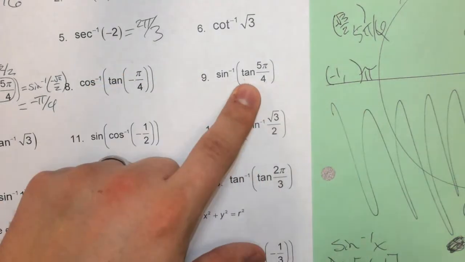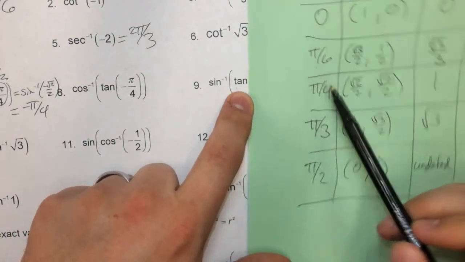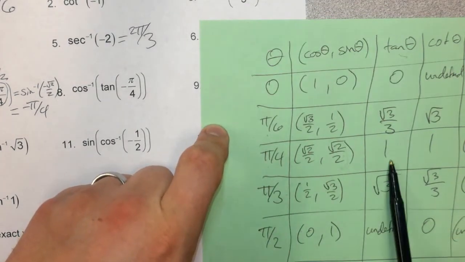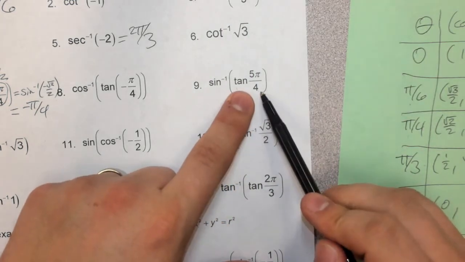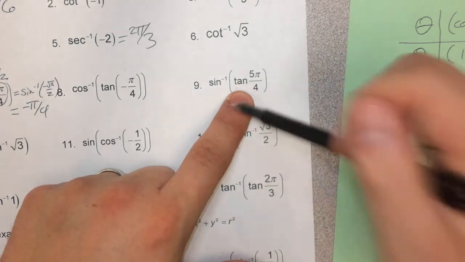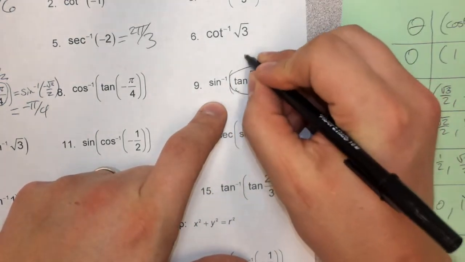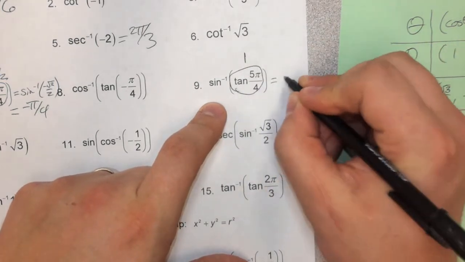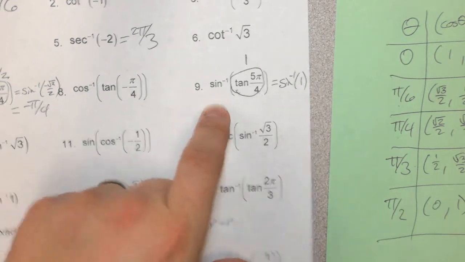So, hey, we're sticking with 5 pi over 4. So, tangent of 5 pi over 4. Here's pi over 4. Our tangent of 5 pi over 4 is 1. Okay, and 5 pi over 4 is in the third quadrant, where it just so happens to still be positive. So, what happens here is this turns out to be just positive 1. So, this turns into inverse sine of 1. Okay, so inverse sine of 1.